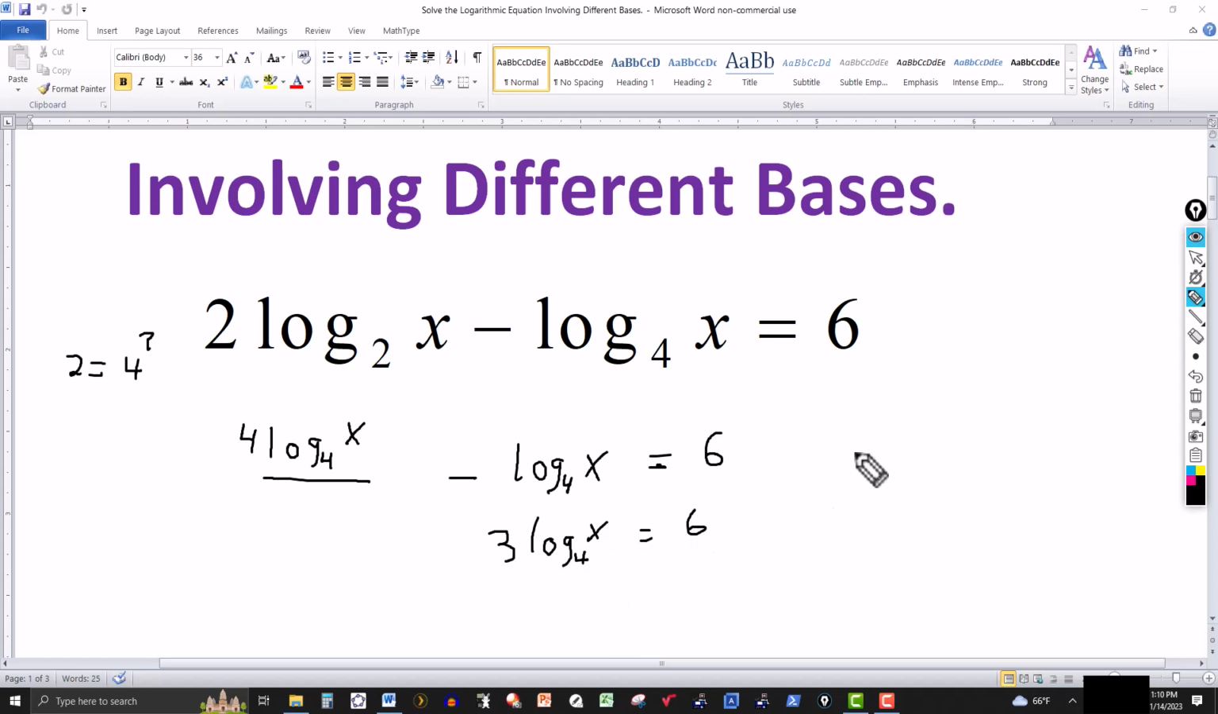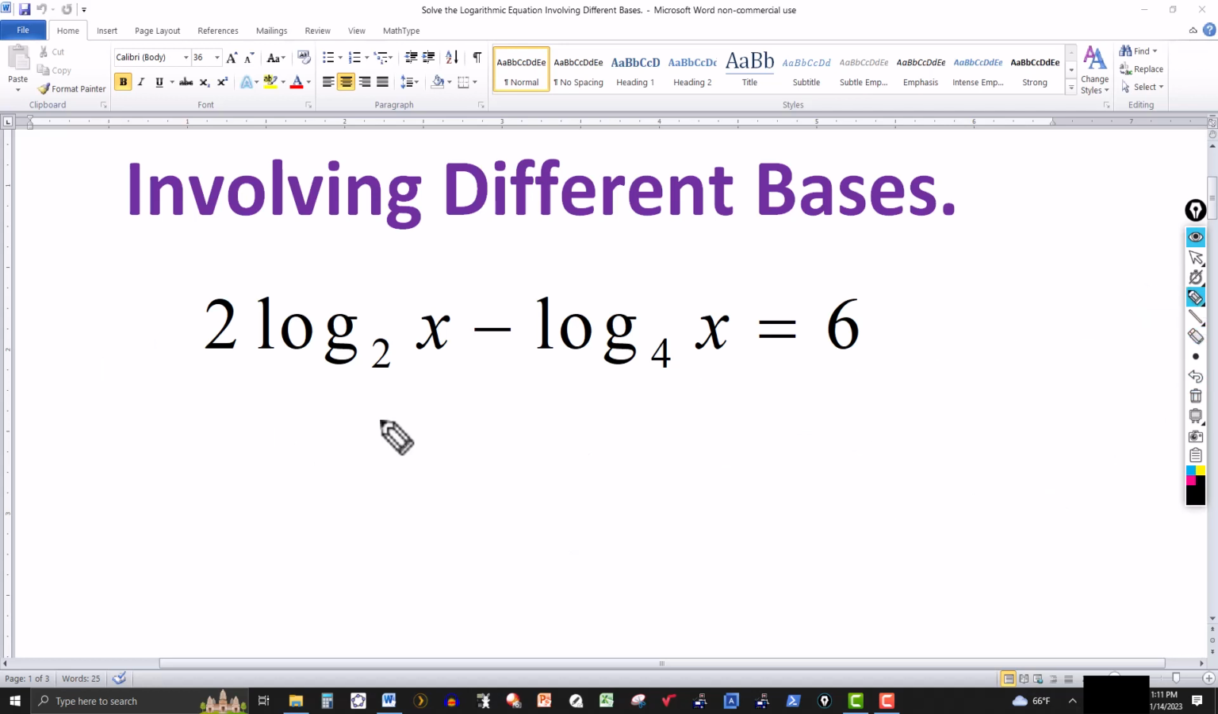Divide through by 3. So dividing by 3, I get the log of x to base 4 is equal to 2, 3 into 6. And now I have log of x to base 4 equal to 2. Using the definition of log, x is equal to 4 squared, which is equal to 16. And of course, if you've already checked it, that's your solution using that approach.